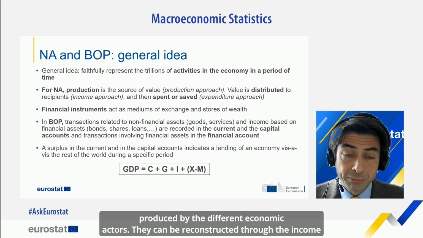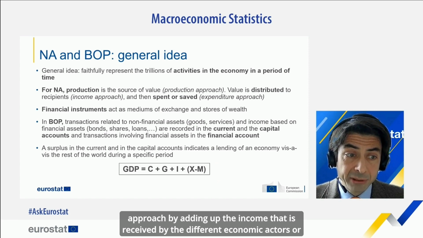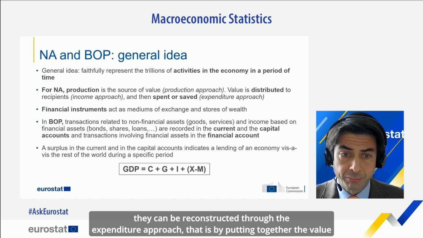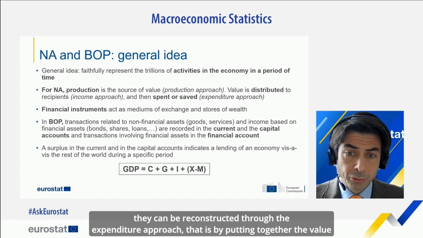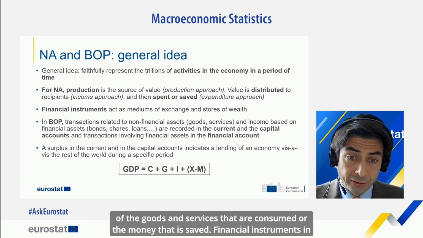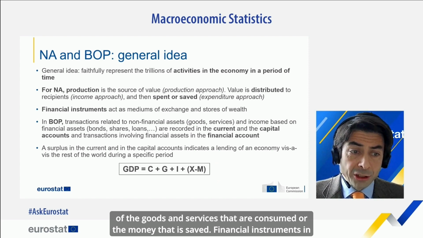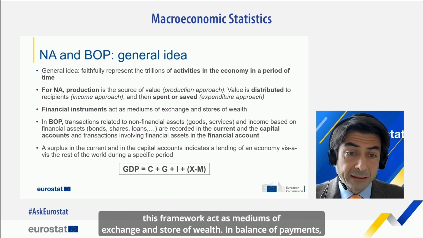So the same aggregates can be reconstructed through the production approach by adding up all the value added produced by the different economic actors. They can be reconstructed through the income approach by adding up the income that is perceived by the different economic actors, or they can be reconstructed through the expenditure approach, that is by putting together the value of the goods and services that are consumed or the money that is saved. Financial instruments in this framework act as mediums of exchange and store of wealth.